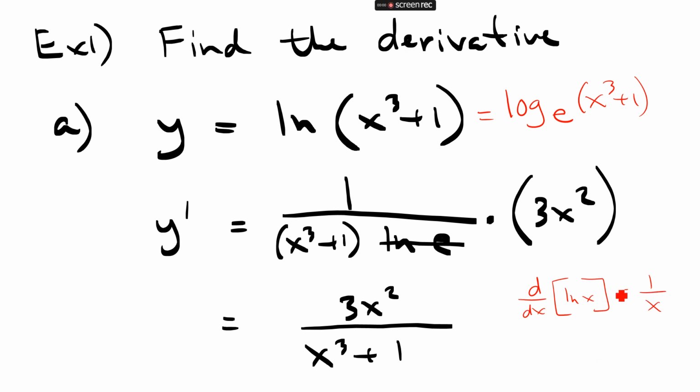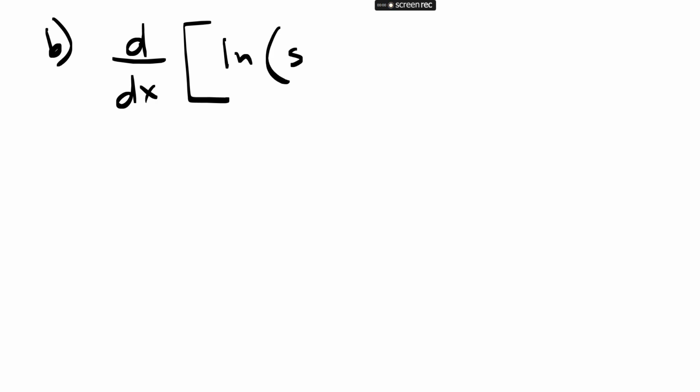So that was it if it was by itself, right? But then we also know that we're going to have a derivative of our chain. There we go. Okay, let's try another one here. B. I need to know the derivative of ln of sine of x.